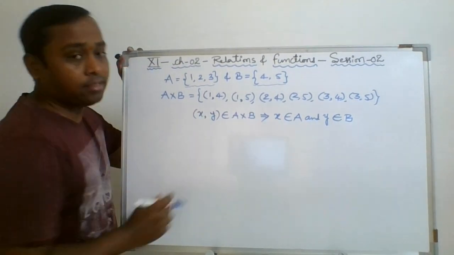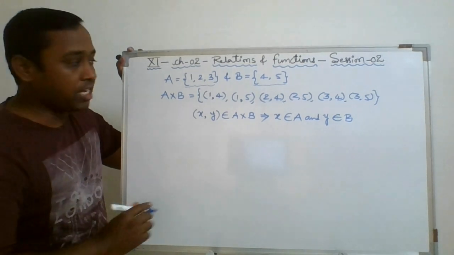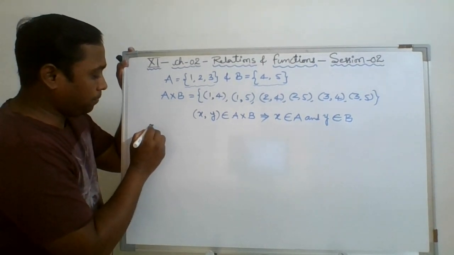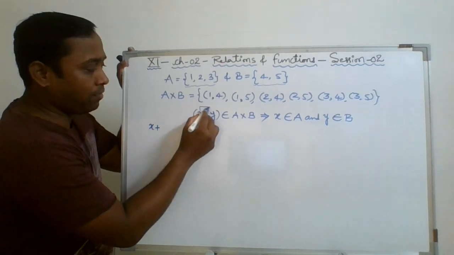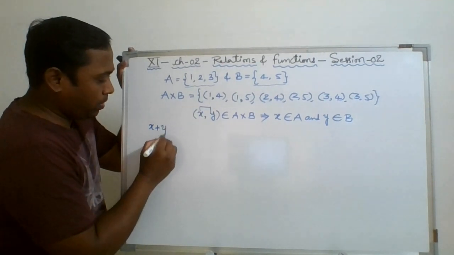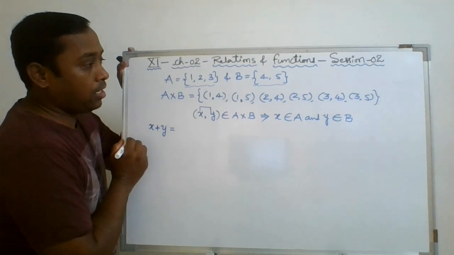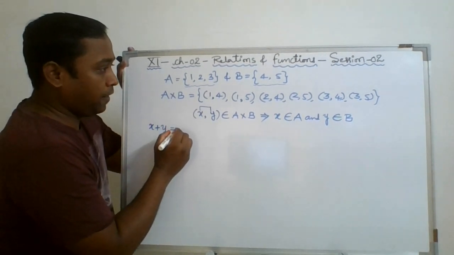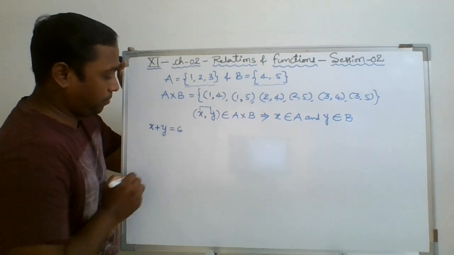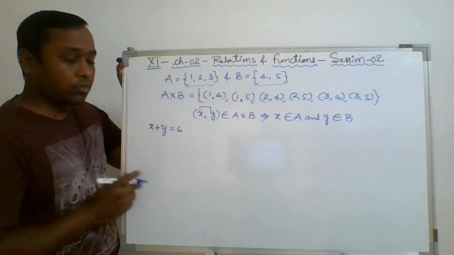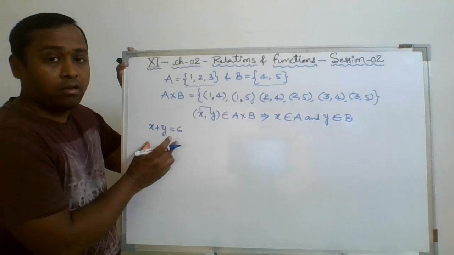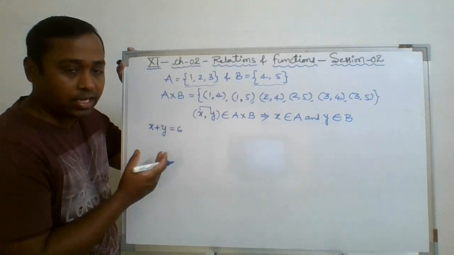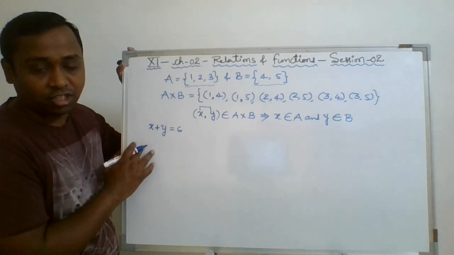So in this sense, now I am defining a few conditions. I am taking the first condition here between x and y, like x plus y is equal to 6. x plus y is equal to 6. So this is the condition I have made. You may also say this is basically a relation.